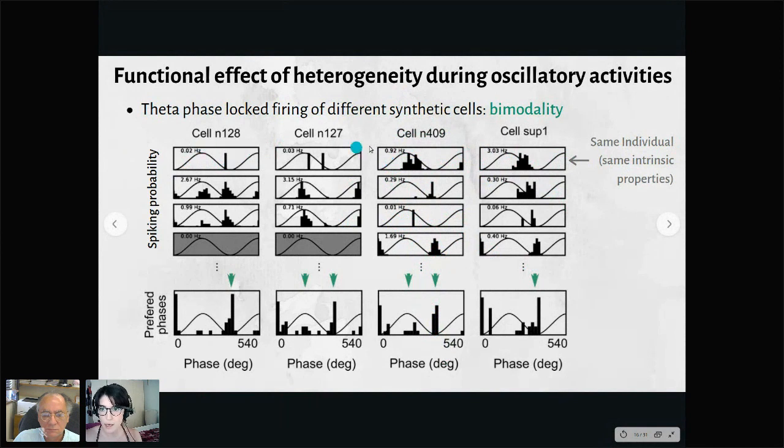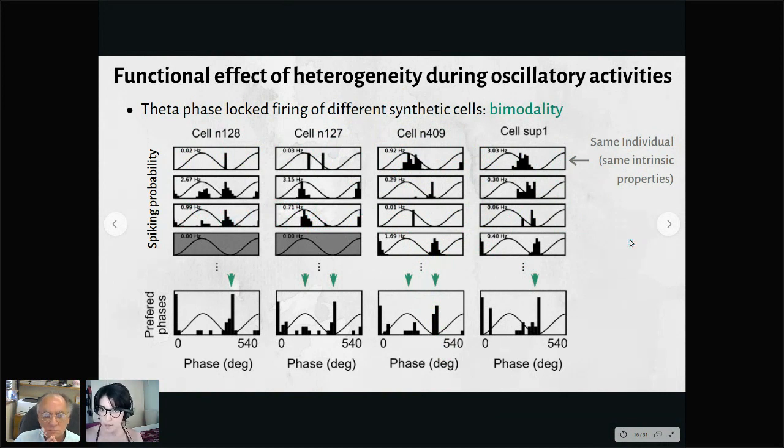We can see that these intrinsic properties make these two synthetic cells almost silent, while these ones in this morphology almost always fire at the peak, and here in the descending part. And it's the opposite in here, in which these neurons fire less, and in here we have one in the trough, in the peak, and one in the trough.